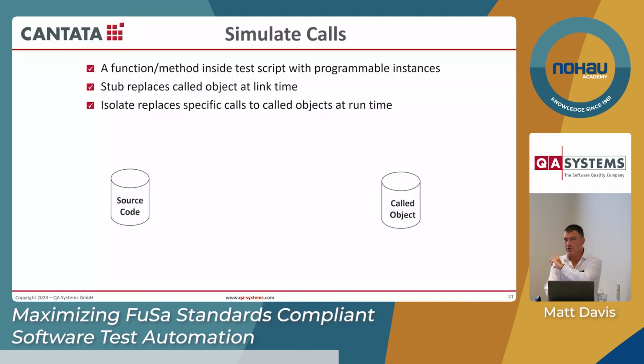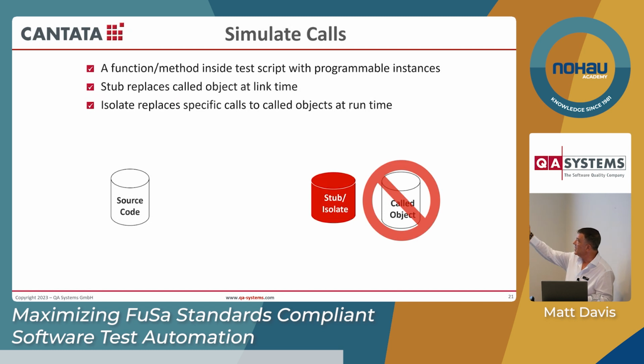What do I mean by simulation? Source code, called thing. Yeah, what is called thing? Anything. It could be the same object inside a source file. Function A calls function B inside source file X. It could be that called object is a third-party library. It could be Java code. It could be a database.